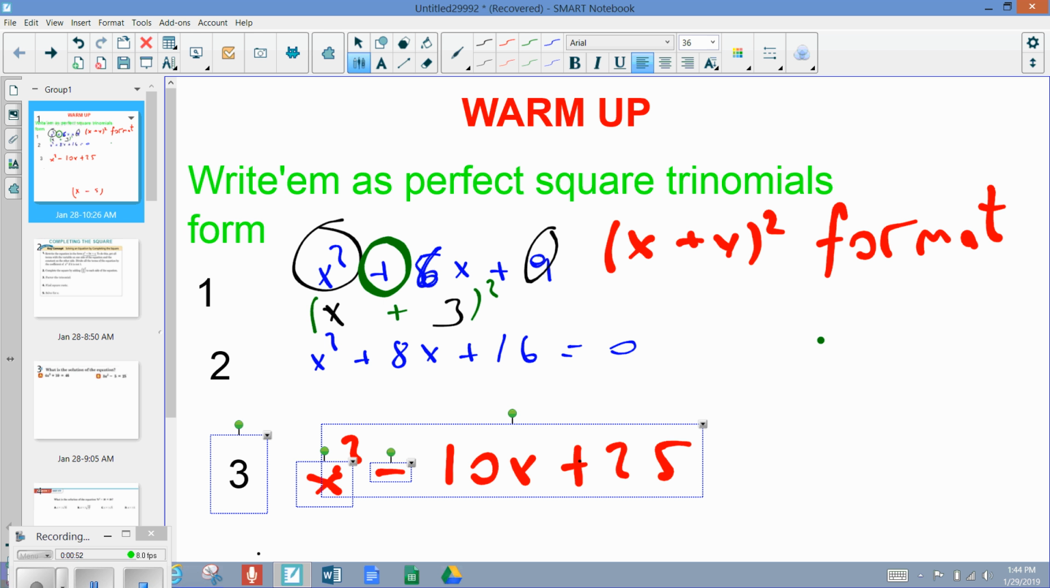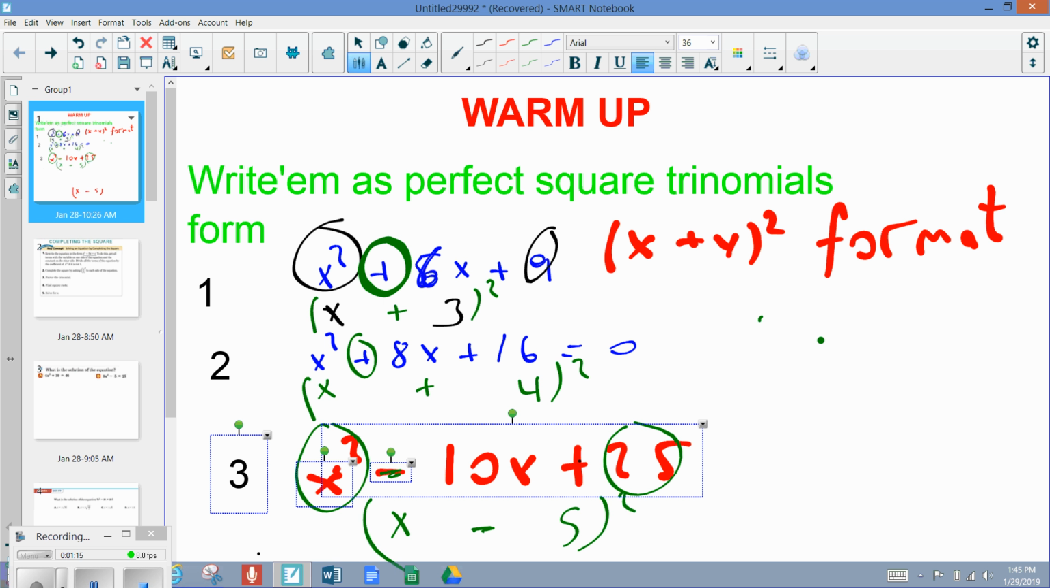The second one, this 4 comes from here, x comes from here, plus comes from there, and then take the square of it. And the third one, x comes from there, and then 5 comes from there, the minus sign, square. So this is the way we do that.